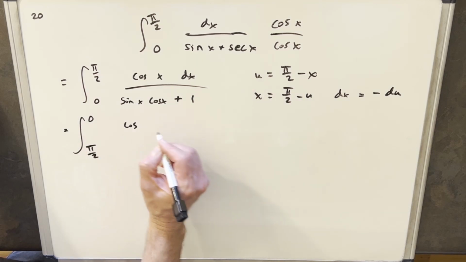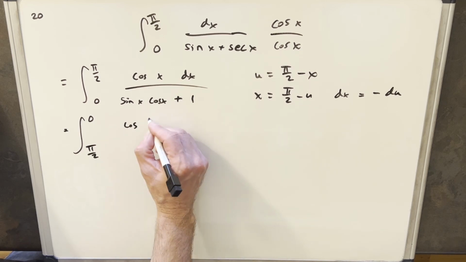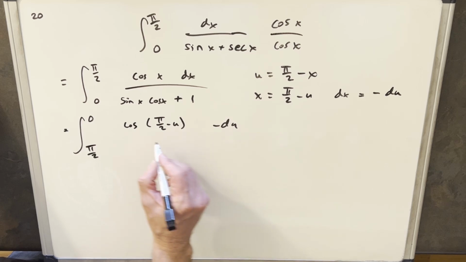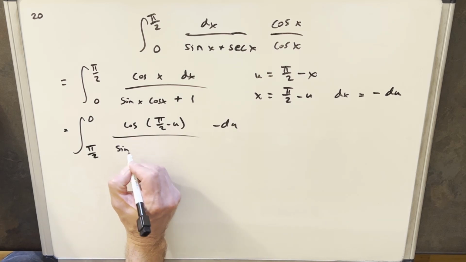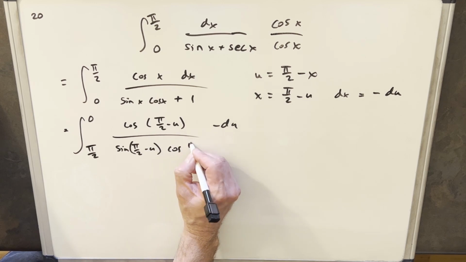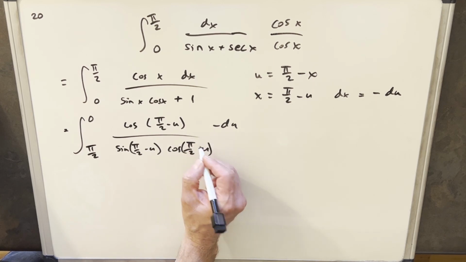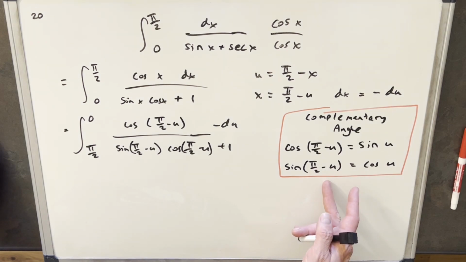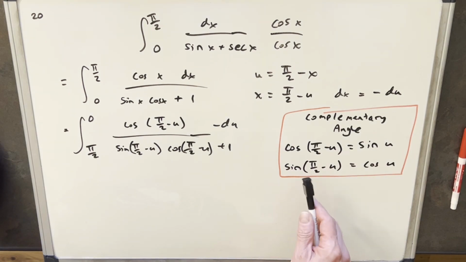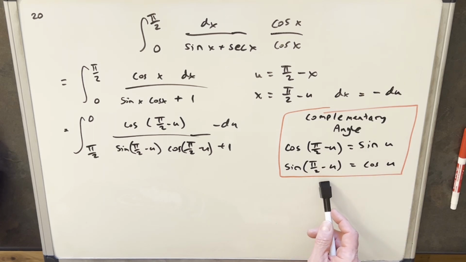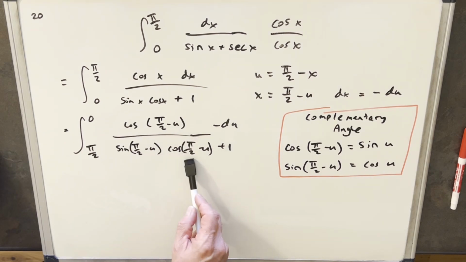Then for cosine, we have our x value pi over 2 minus u, so I'm just going to plug that in here. Our dx is going to be minus du. Then in the denominator, we're going to have sine of pi over 2 minus u times cos of pi over 2 minus u, and then we'll have a plus 1. And from here, like I mentioned earlier, we can use the complementary angle formula, which is going to work nicely. For cosine of pi over 2 minus u, we have sine of u, and for sine of pi over 2 minus u, cosine of u. So that's going to allow us to transform everything we have here.